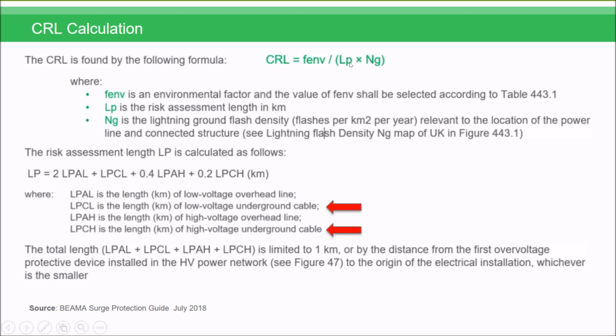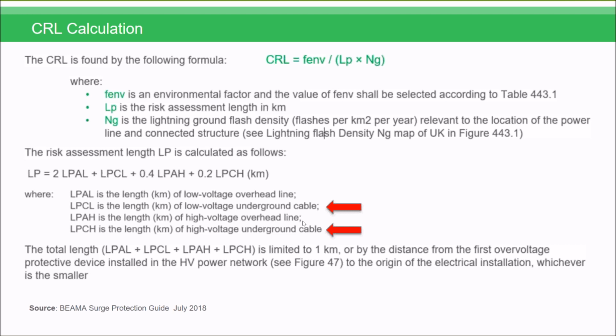Delve a little bit deeper, and you find that LP actually is derived by another formula: 2LPAL plus LPCL plus 0.4 times LPAH plus 0.2 times LPCH. Okay, so it still seems like a formula that we can work with, until we try and find out these pieces of information. LPCL, the length of the low voltage underground cable. LPCH, the length of the high voltage underground cable. And these are the areas that we believe will provide difficulties in finding this information.